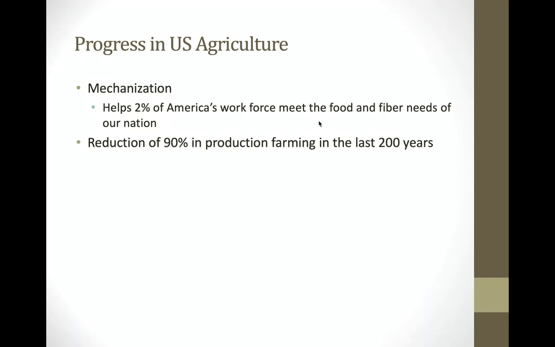Right now, this says that 2% of America's workforce helps to meet the food and fiber needs of our nation, and it's actually less than 2%. It's more like 1.7, 1.8%. So, when you're looking at that small number of people who are actually doing all the production in the United States, it's kind of scary to think that we don't have more people that are involved in agriculture, and that we're not more of a sustainable society.